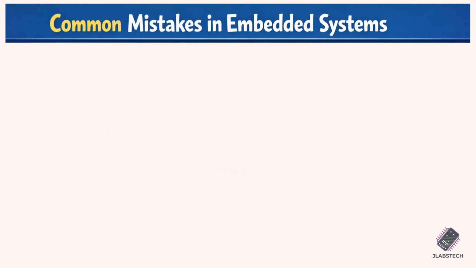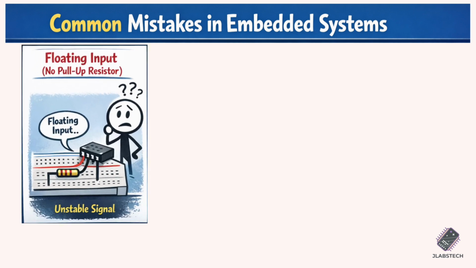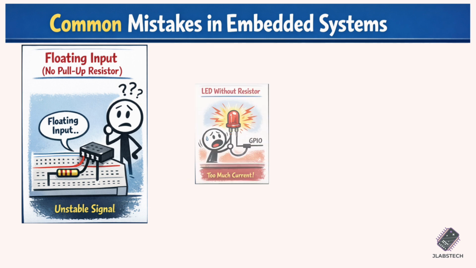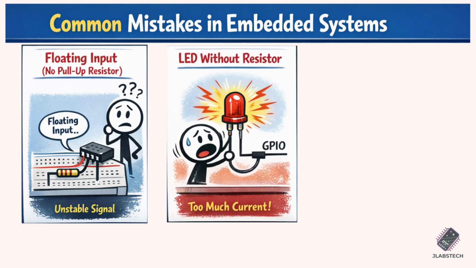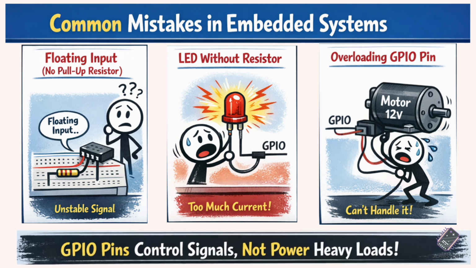A few mistakes show up again and again when people start learning embedded systems. One is forgetting pull-up resistors, which causes floating inputs. Another is connecting LEDs without current-limiting resistors. And another one is assuming a GPIO pin can power anything. Remember, GPIO pins are meant to control signals, not power heavy loads.